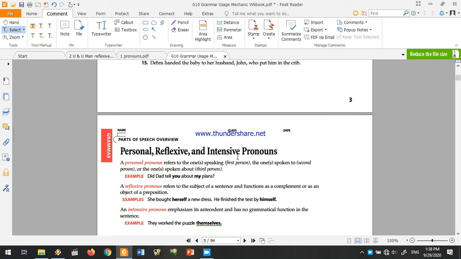So, for example, an example for the reflexive pronouns could be the dog is chasing its tail, or the dog is chasing. Sorry, that's not a reflexive pronoun. The dog is chasing itself. Okay, if the dog is chasing itself, it keeps spinning in circles. So the dog is both the subject and the object of this sentence. Thank you, class.